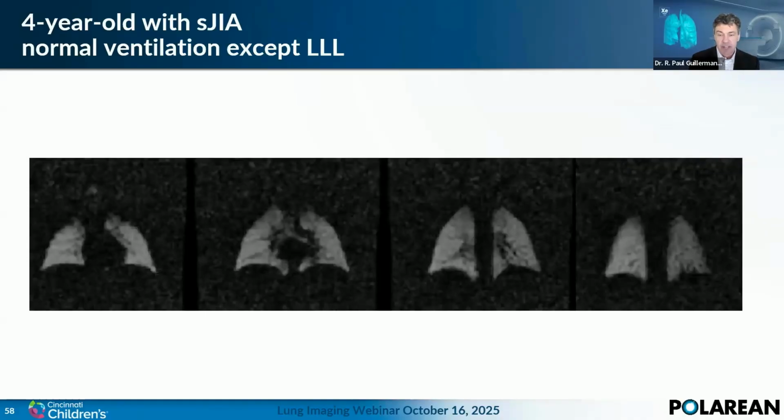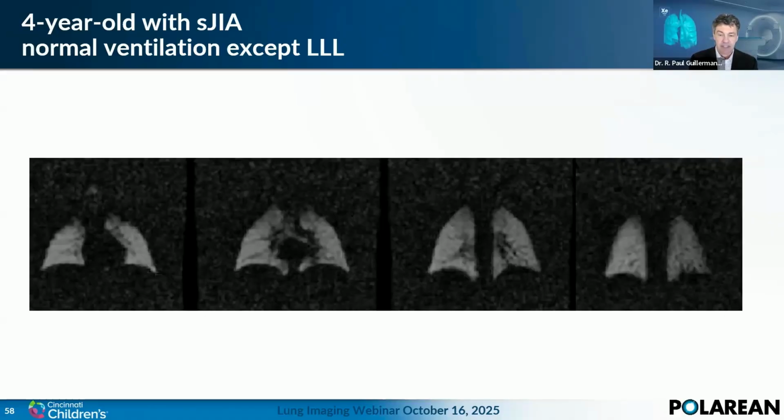And then another limitation I wanted to mention is illustrated in this case. This is a very young patient, only 4 years old, which is below the current age indication, so this is an off-label use here. They still did a great job of holding their breath for the study. You have beautiful ventilation images that were acquired, and really they're normal with the exception of a little bit of ventilatory defect in the retrocardiac left lower lobe from some atelectasis.